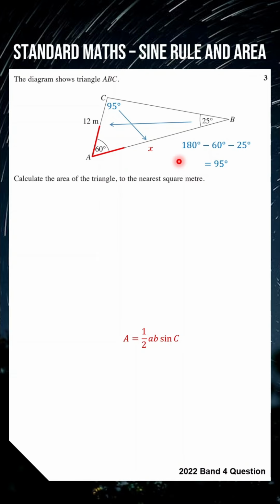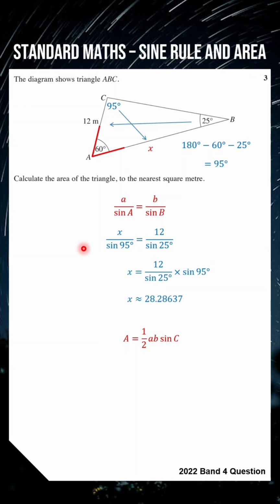Now I have all the information I need to rip into the sine rule, which looks like this. So we're going to have x over sine 95 equal to 12 over sine 25 degrees. Now to solve this for x, all we need to do is multiply the sine 95 across to the right. So we have 12 over sine 25 times sine 95. That gets us an answer of about 28.28637. I'm not doing much rounding yet because I'm not at the end of the question, so I don't want to make my final answer inaccurate.